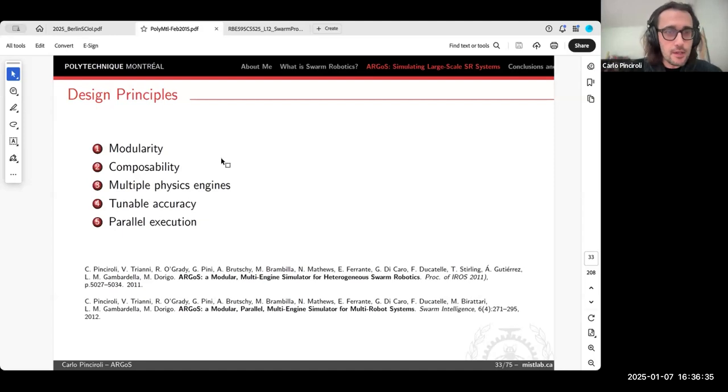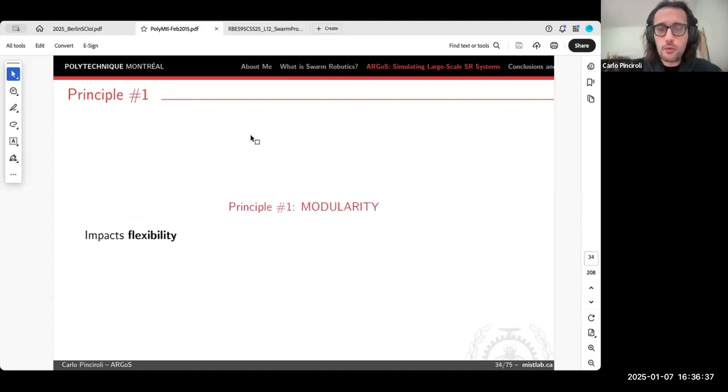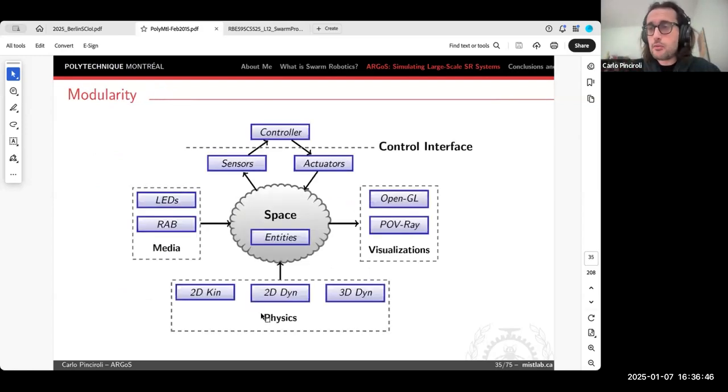Anyway, so 5 design principles that I considered. The first one is boring and I won't say much. It is called modularity. The idea is that ARGoS is a combination of many modules. It is a combination of many modules in a way that no other simulator is, though.